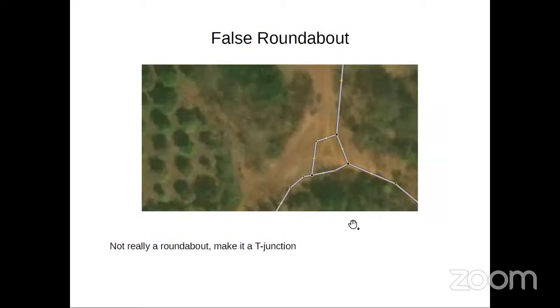That's what I call a false roundabout. This is certainly nothing to map like a roundabout. Again, here I would maybe delete the top and left one of these lines, so just to leave it as a usual T-junction.